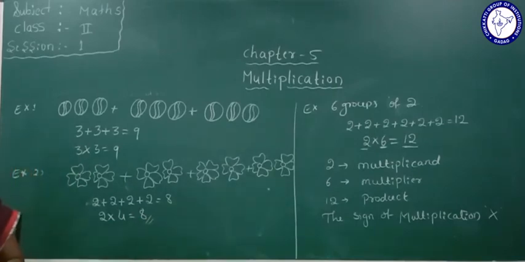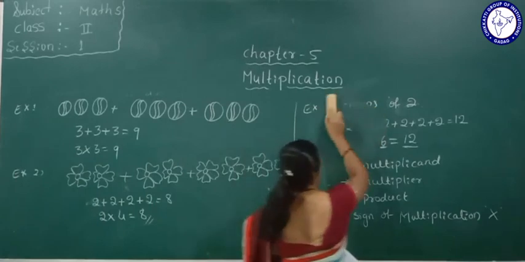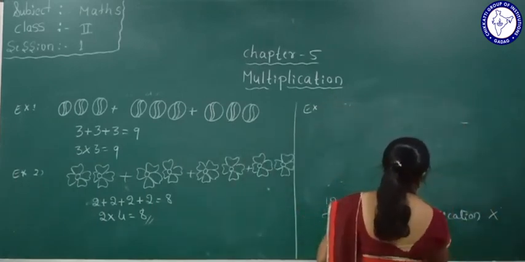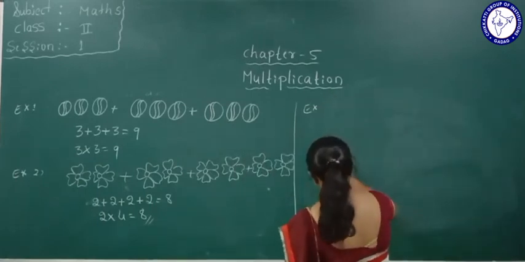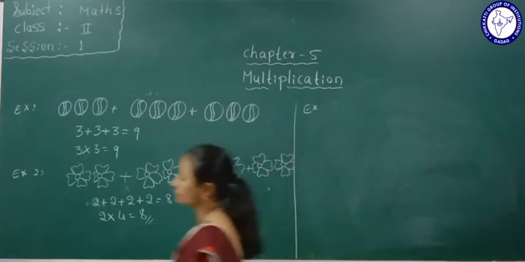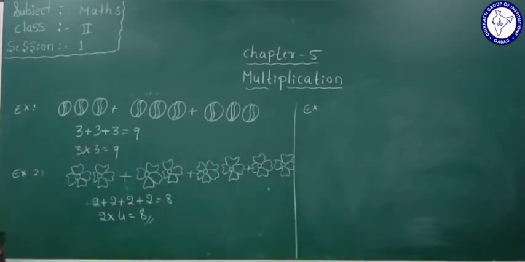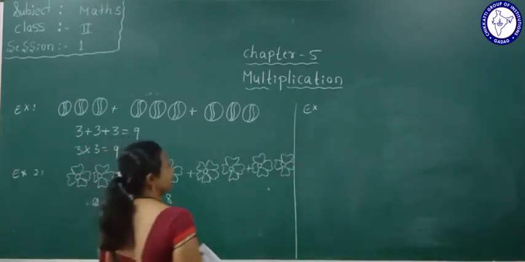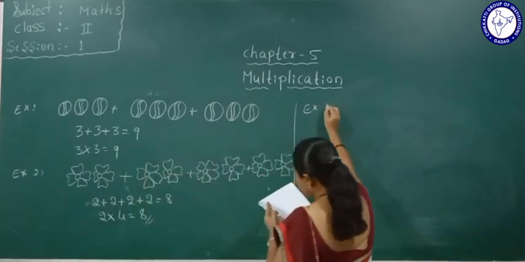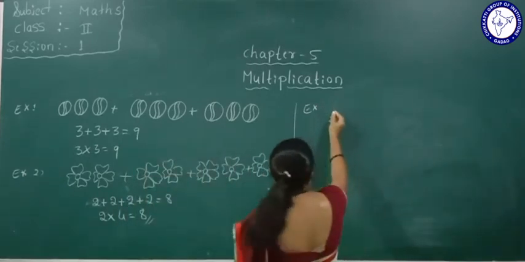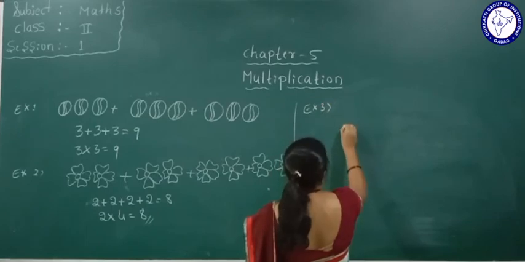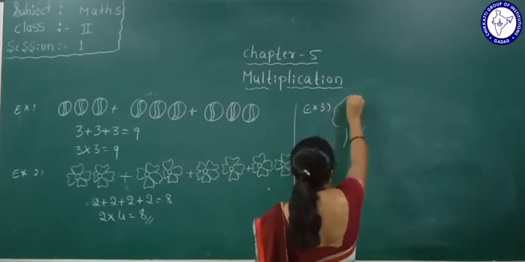Another example we will see here. That is, we will take another example. So I'll take trees. So totally 6 trees are there. Okay. How many are there? 6 trees. 6 trees are there.